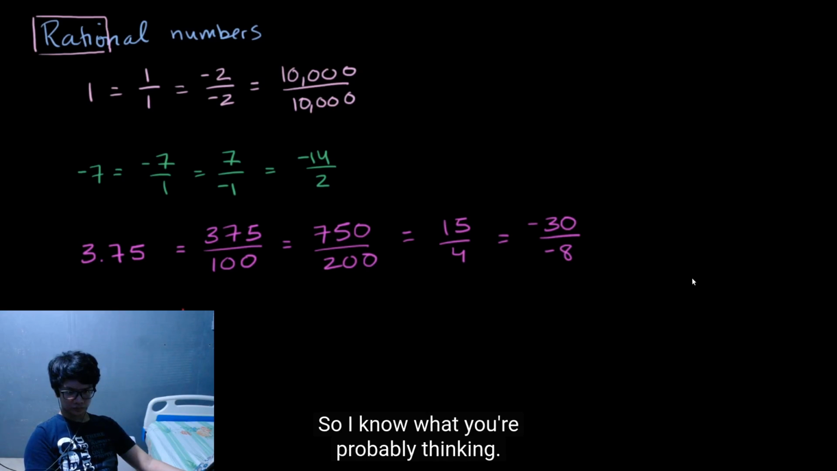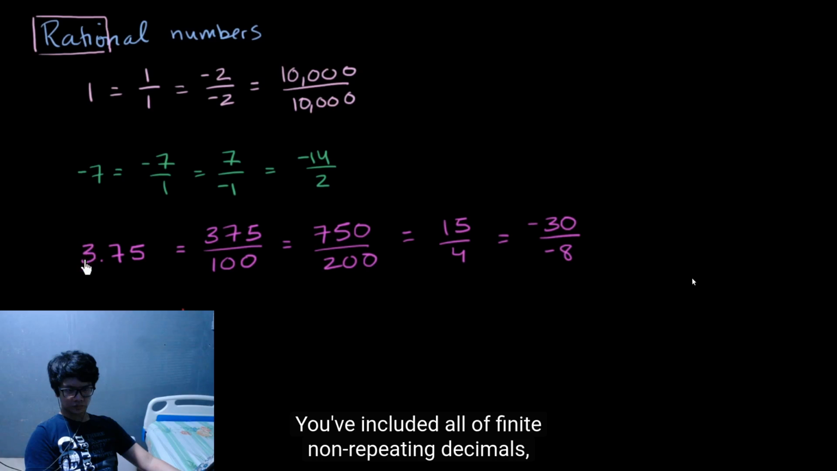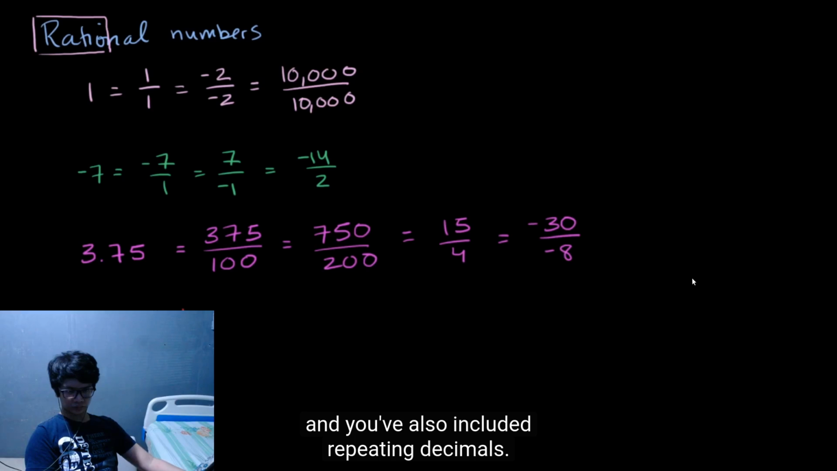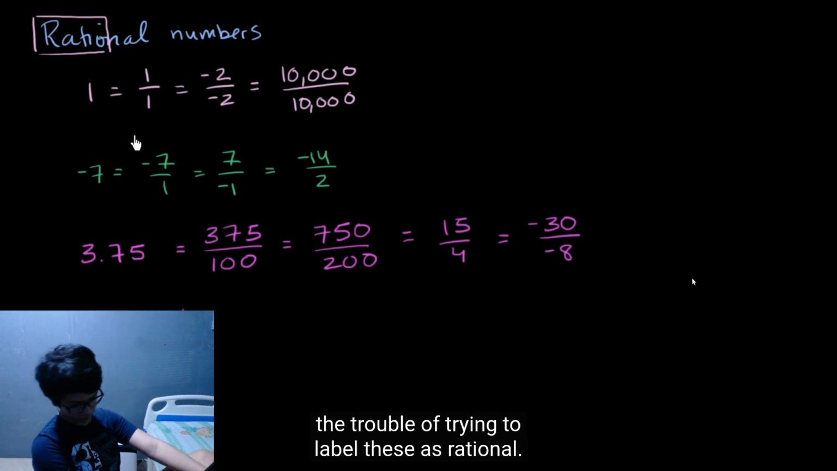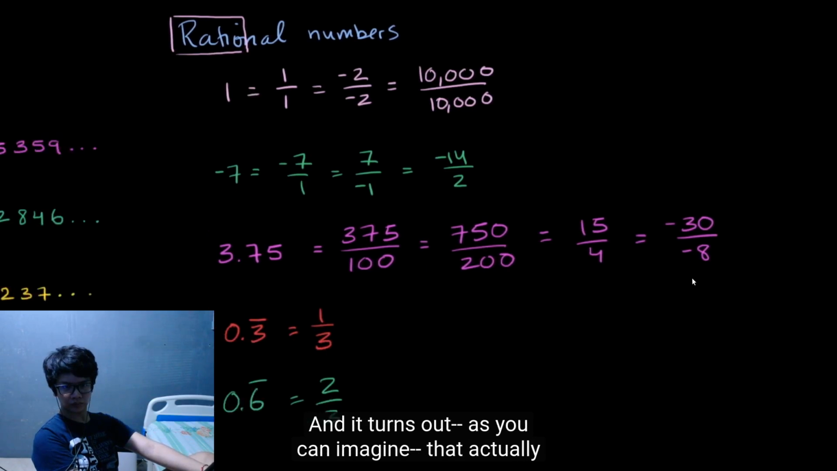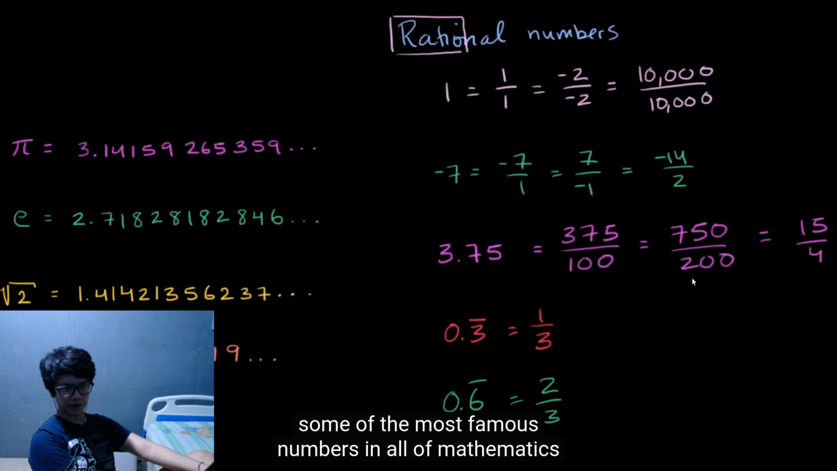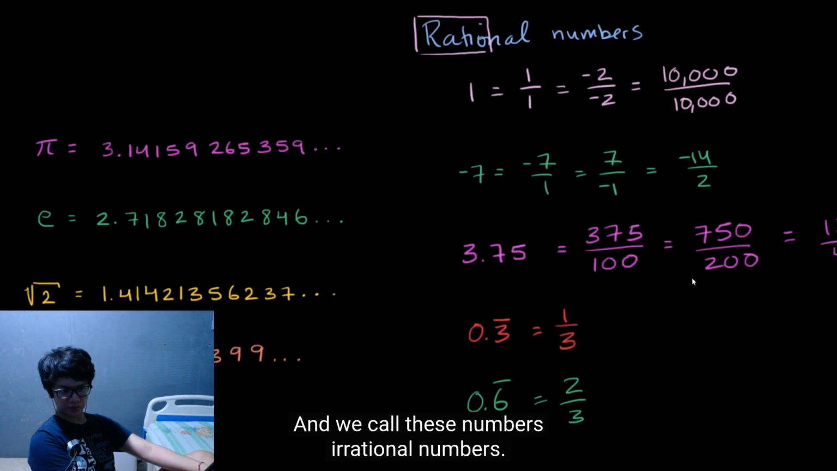So I know what you're probably thinking. Hey Sal, you've included a lot. You've included all of the integers, you've included all of the finite non-repeating decimals, and you've also included repeating decimals. What is left? Are there any numbers that are not rational? And you're probably guessing that there are. Otherwise, people wouldn't have taken the trouble of trying to label these as rational. And it turns out that some of the most famous numbers in all of mathematics are not rational. And we call these numbers irrational numbers.